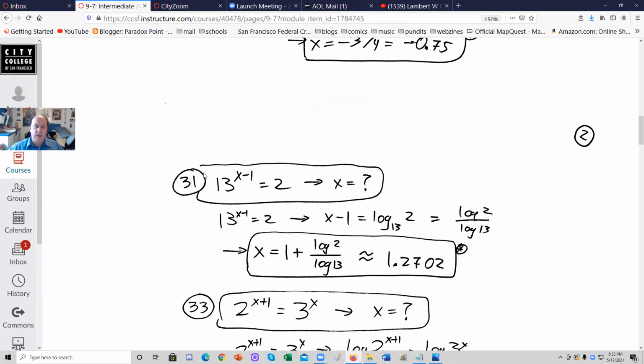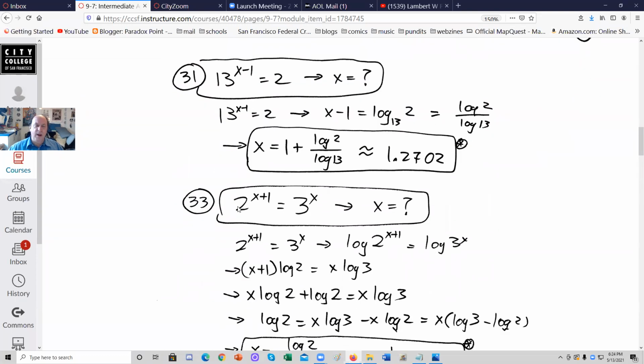Here is 13 to the x minus 1 equals 2 for what value of x? All right, we'll take log base 13 of both sides. On the left, you just get x minus 1. On the right, you get log base 13 of 2. And that's common log of 2 over common log of 13. To solve for x, we add 1 to both sides and get x equals 1 plus common log 2 over common log 13, which after briefly consulting the calculator comes out to approximately 1.2702.